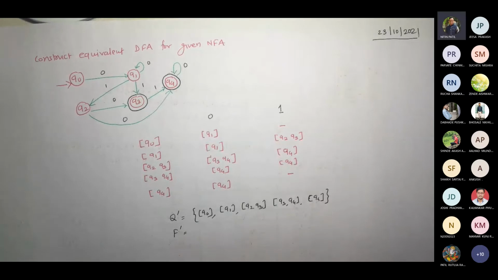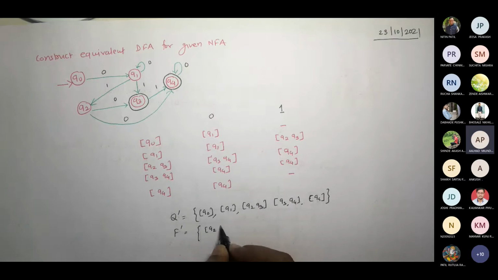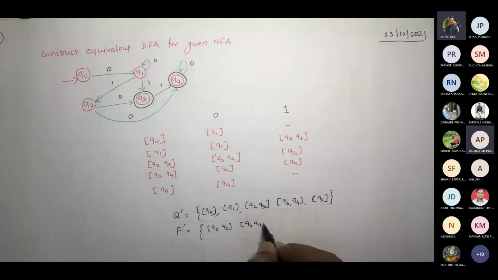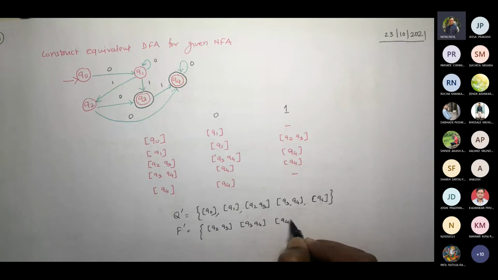Wherever you see an occurrence of Q3 and Q4, either together or only Q3 or only Q4, take all those states as final. So which are they? Q2, Q3, Q3, Q4, and Q4. Q2, Q3, Q3, Q4, and Q4. Correct?